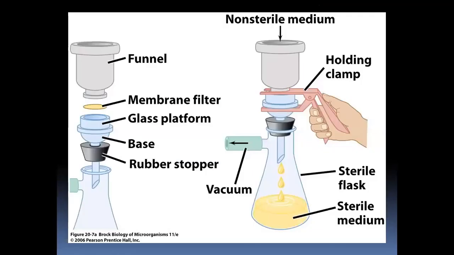Here is the process of filtration. You can see here this cup, or funnel, where the liquid which has to be made microbe-free is added. This is the membrane filter, which has many pores. Then a glass support or platform holds the filter paper and cup. The base has a rubber stopper for a strong fitting with this funnel and flask. When the vacuum pump is applied, the liquid is sucked with pressure into the flask, and all the microbes remain on the membrane filter paper.